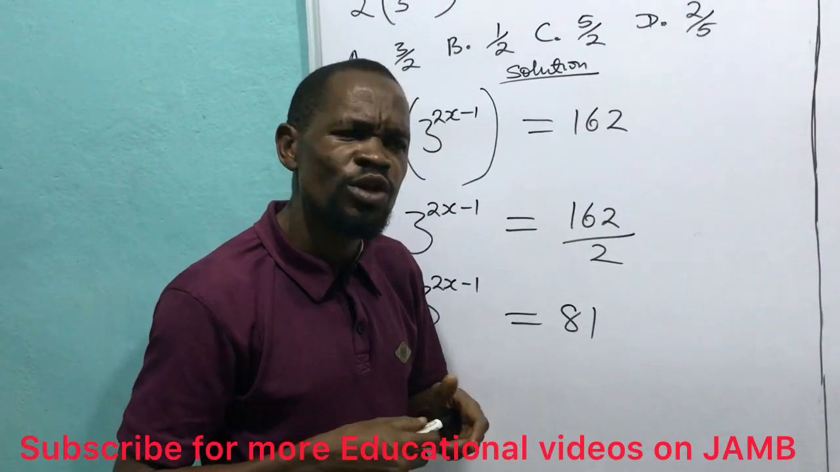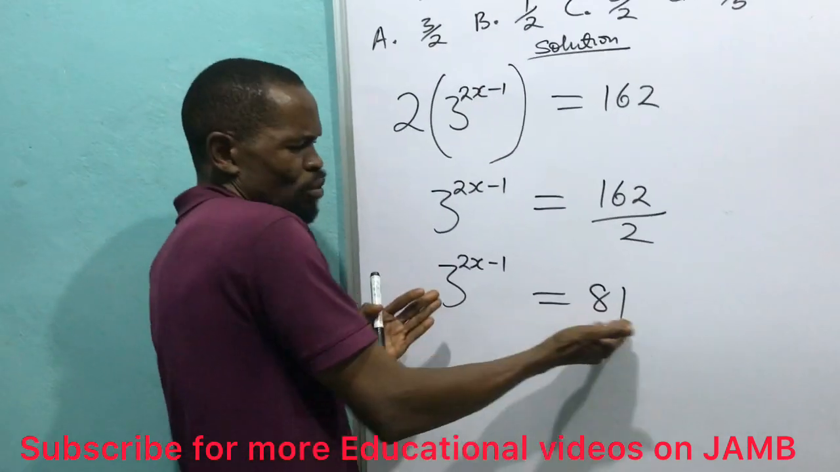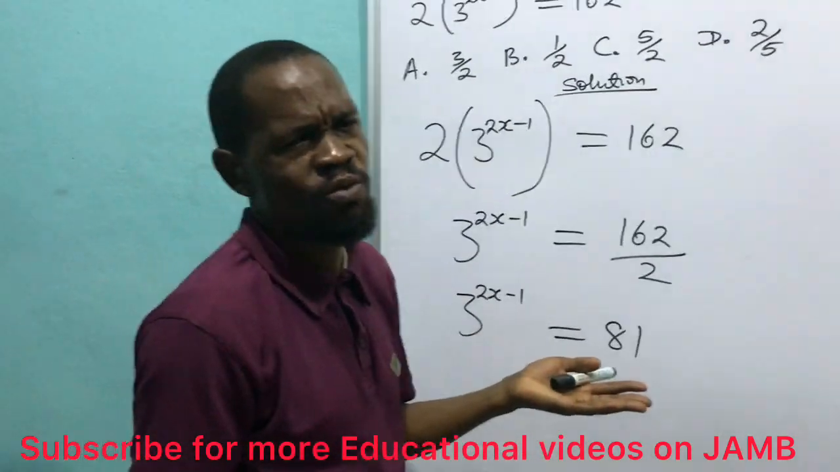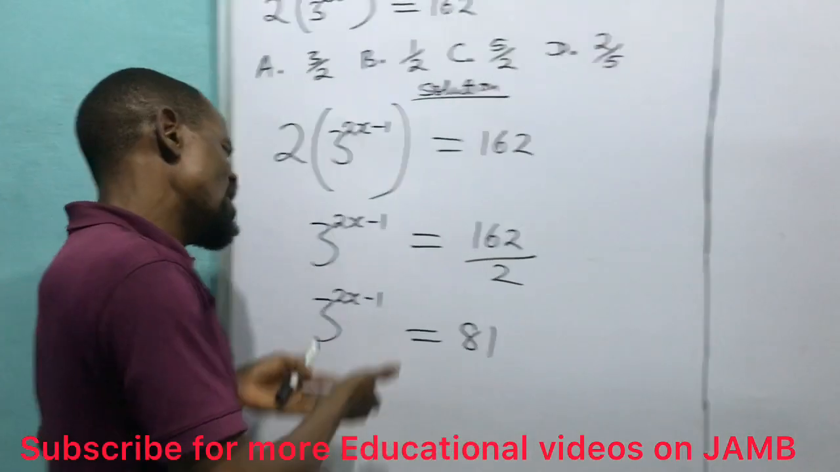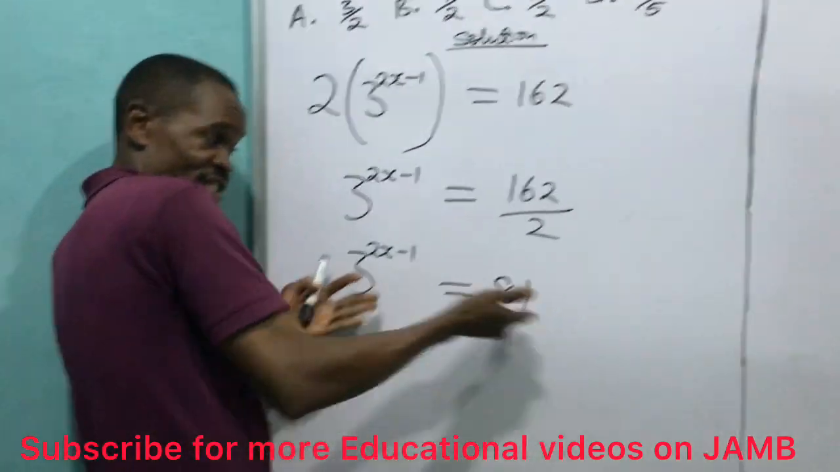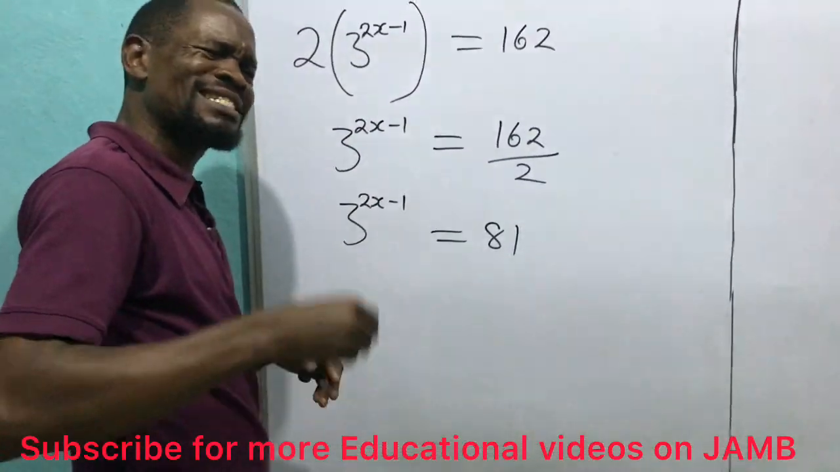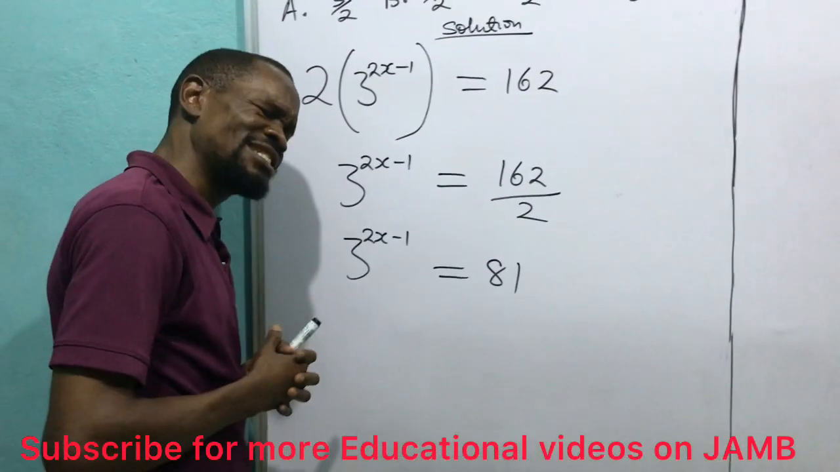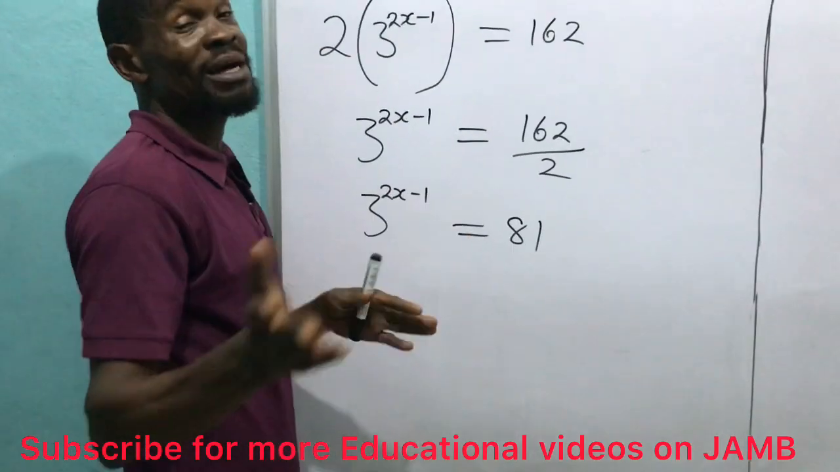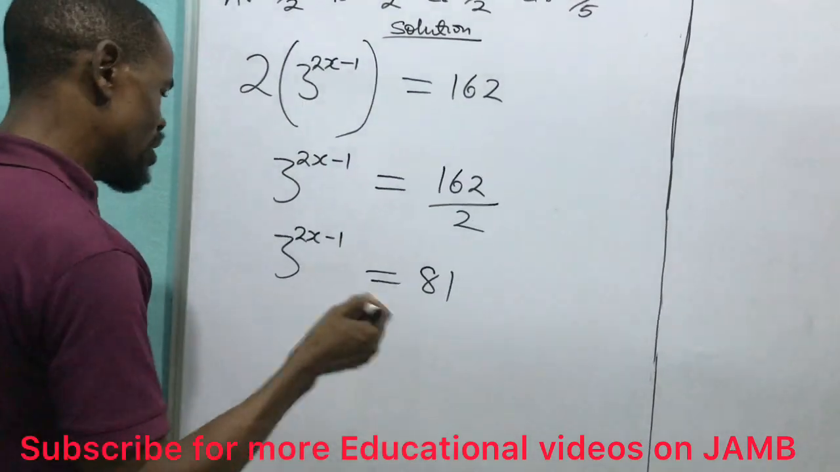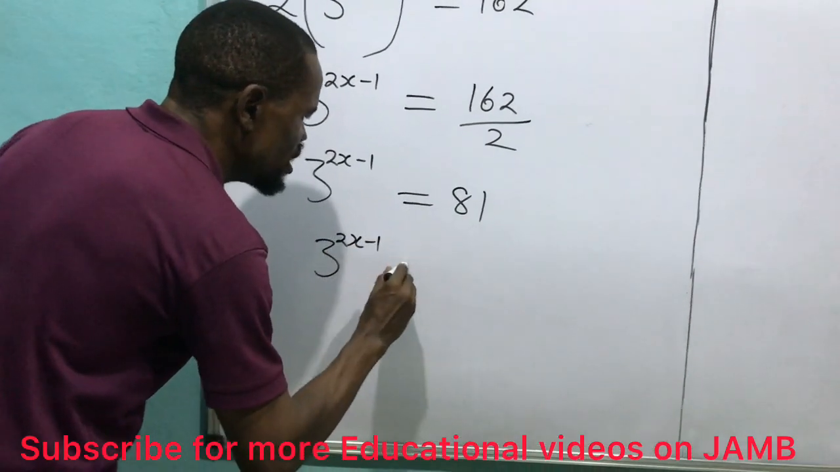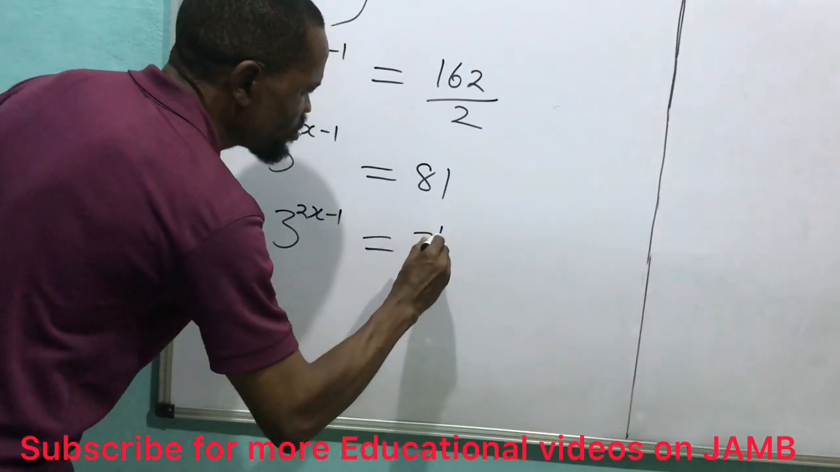What is my indices equation condition? It says that if I can make both sides of the equation have the same base, then automatically their powers are equal. That's the indices equation rule. The indices equation states two conditions. If we can make both sides of the equation have the same base, automatically their powers are equal. So now I can say that 3 raised to power 2x minus 1 is equal to 3 raised to power 4.